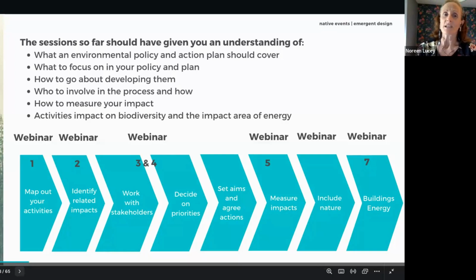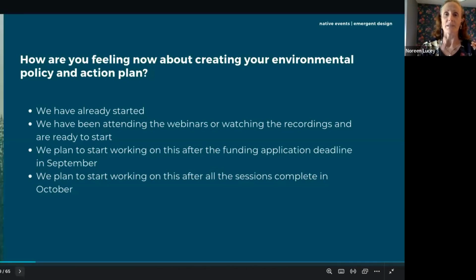Then we started looking at how to measure your impacts. We looked at activities that impact on biodiversity. And last week, we focused on the impact area of energy in your buildings. So today, we'll be looking at materials and your procurement plan.